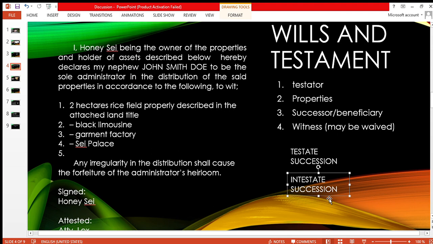Example, pag namatay ka, automatic yon, kalahati ng ari-arian mo ay mapupunta sa anak. Okay, kung may 3 kang anak, halimbawa 100,000, namatay ka, meron kang 100,000 sa bangko, automatic yung 50,000 doon mapupunta sa mga anak mo. That is your direct descendants. Okay? Your son, daughter, your child. Kung 5 ang anak mo, 50,000 divided by 5. That would be their share. Okay?